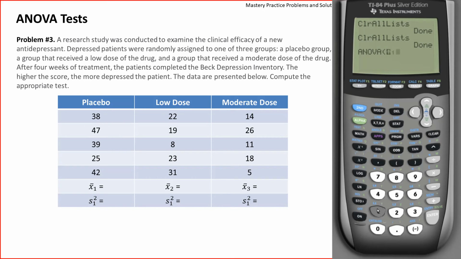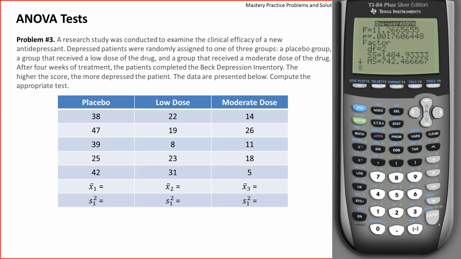It's in list 1, give yourself a comma. It's in list 2, give yourself a comma. And it's in list 3, close the parentheses. And stand back, here comes the answer. F is a very large number, it's 11.